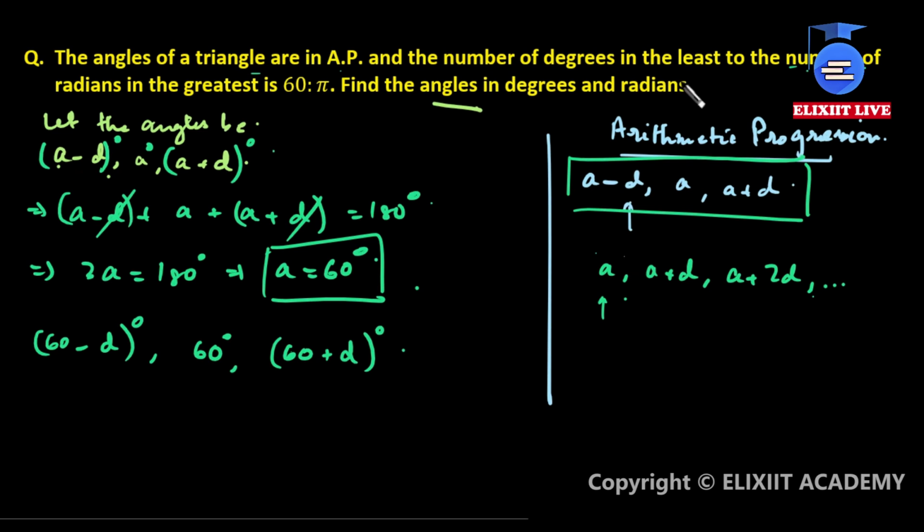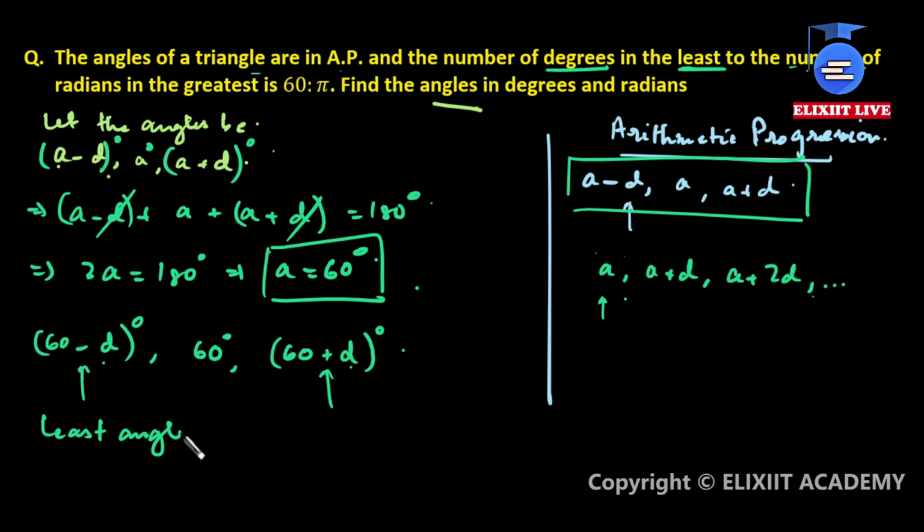What is the meaning of this? Number of degrees in the least means the least angle. First of all, look at the least angle. This will be the least angle and this will be the largest angle. Least angle will be 60 minus D degrees. Largest angle will be 60 plus D degrees in terms of degrees.